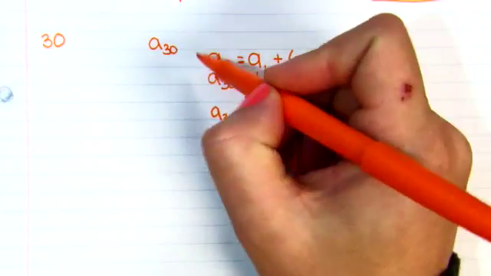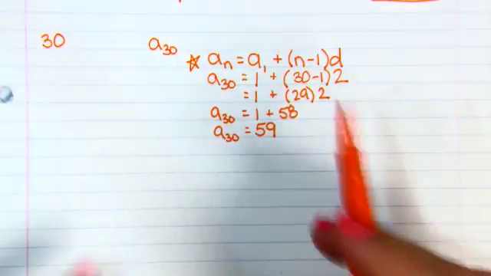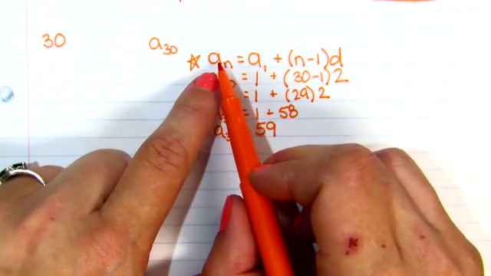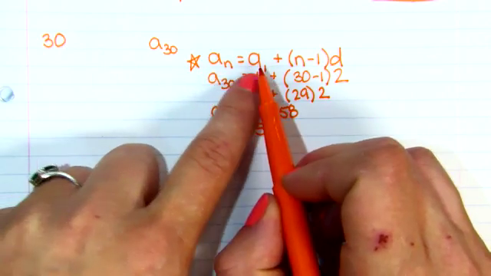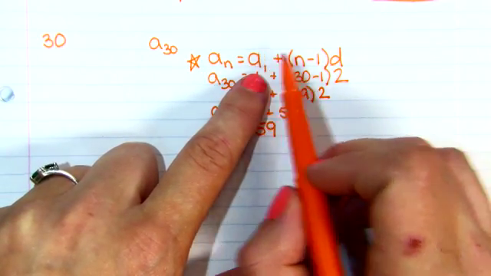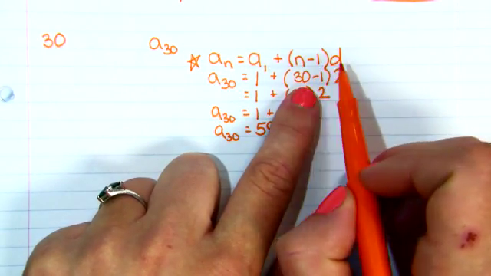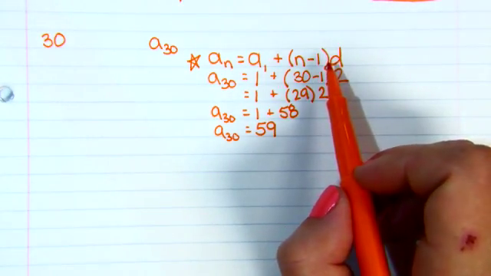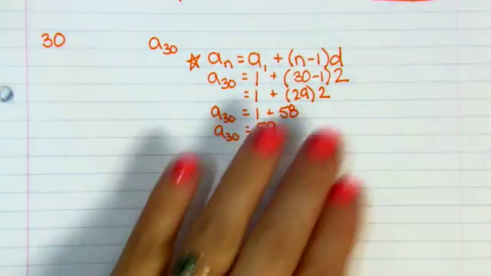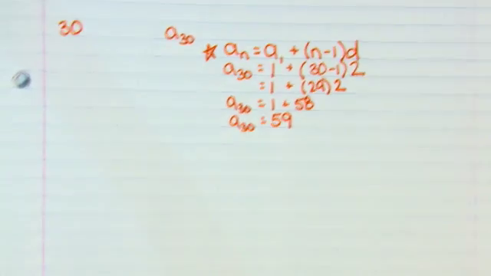So this formula right here is the one that you're going to want to remember. Your nth term is your first term plus the position number minus 1 times your common difference. So this is the key. Let's do one more example using that.